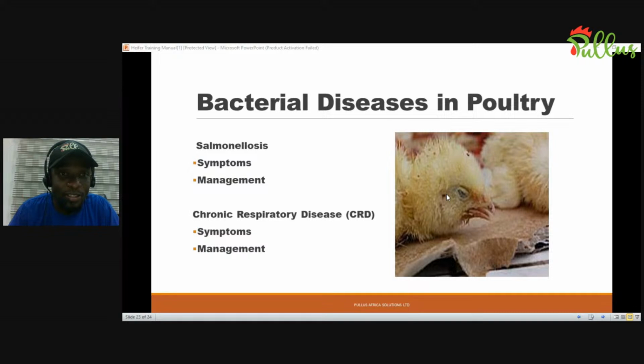Now, how do you manage this problem when it happens? Very, very important. The first thing you should do is to get warm water. When you get warm water, if you have povidone iodine, you drop maybe 1 or 2 drops inside this warm water. Then you get maybe a small clean cloth. Then you pick these chicks one by one.